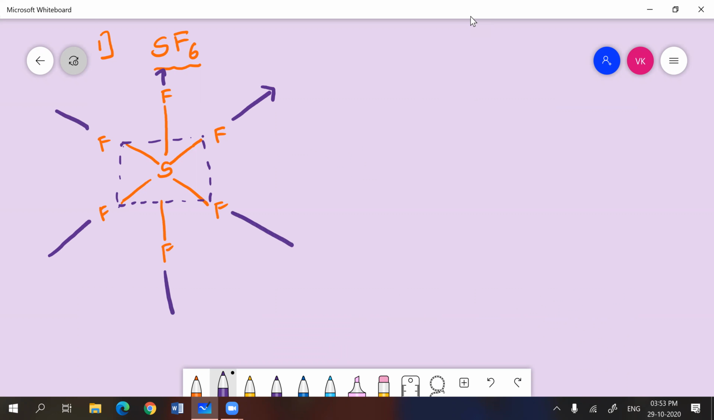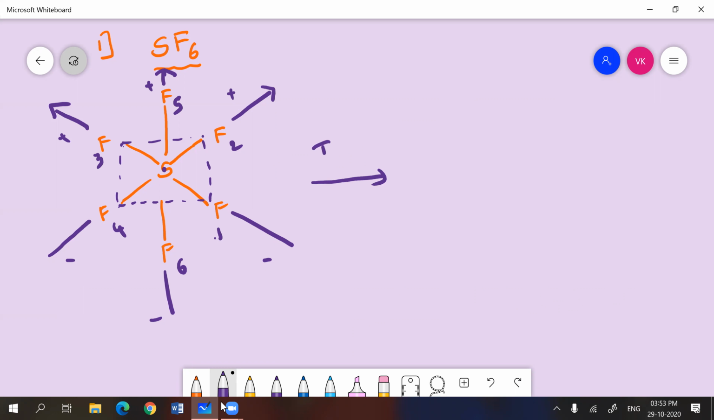And let's give numbering to the atoms as well: 1, 2, 3, 4, 5, and 6. See here, these are all positive axes and these are all negative axes. That means F5 can be replaced with F6. And where is the center of gravity here? It is exactly on the sulfur. So when you invert the molecule, you have to invert 2 with 4, 3 with 1, and 5 with 6. Now let's do the operation.